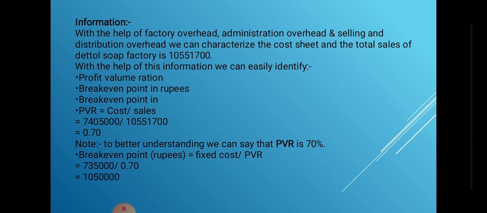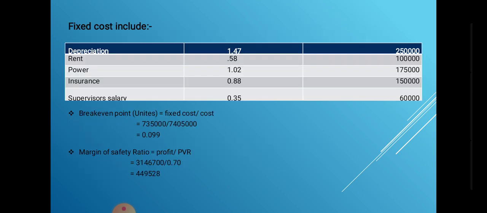Information about my savings. With the help of factory overhead, administration overhead, and selling and distribution overhead, we can prepare the cost sheet, and the total sales of the Dettol soap factory is 10551700. With the help of this information, we can easily identify the profit volume ratio, breakeven point in rupees, breakeven point in dollars, etc. For better understanding, we can say that PVR is 70%. My next slide represents the fixed cost, which includes rent, power, insurance, and supervision salary.